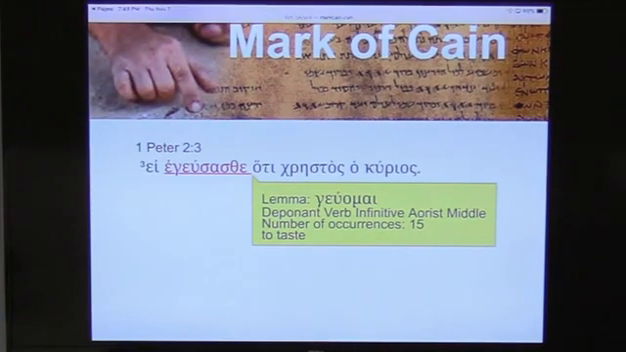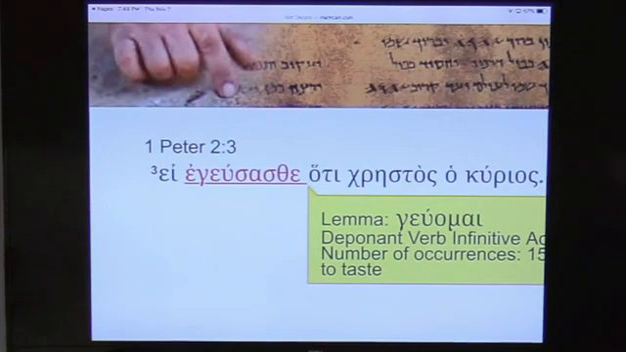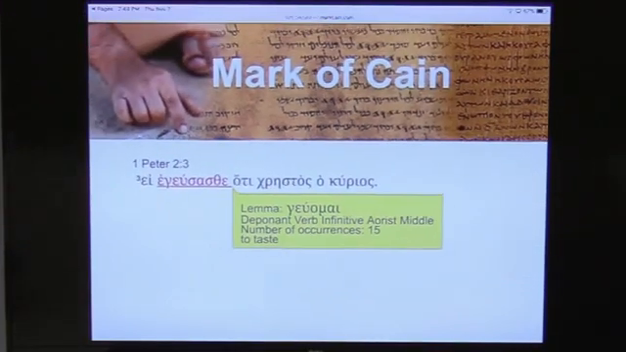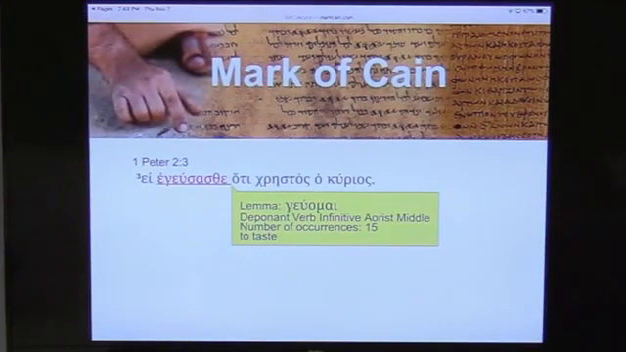But how good is that if they don't parse it correctly for you? Because I just know looking at that it's not an infinitive, because it's not an infinitive ending. Do you remember that the epsilon at the beginning is called an augment, and there's only augments in the indicative. Right, there's no augments in an infinitive. So, well, sorry, Mark of Cain, you lose.